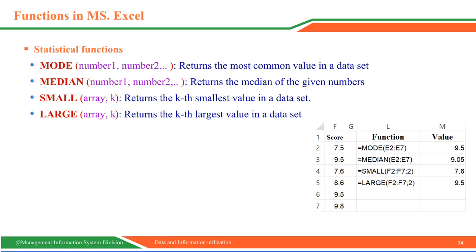Example: mode E2 to E7 returns 9.5. Median E2 to E7 returns 9.05. Small E2 to E7, 2 returns 7.6. Large E2 to E7, 2 returns 9.5.